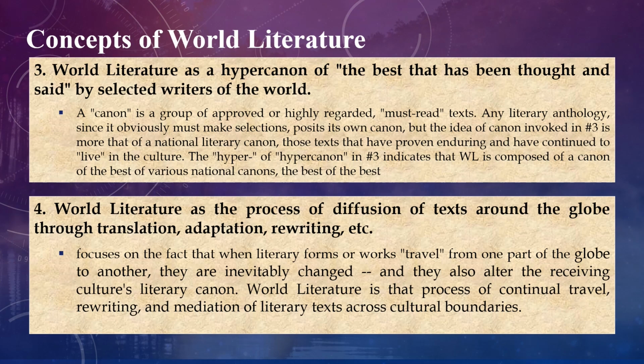Finally, number four, world literature as the process of diffusion of texts around the globe through translation, adaptation, rewriting, and so on. It focuses on the fact that when literary forms or works travel from one part of the globe to another, they are inevitably changed, and they also alter the receiving culture's literary canon. World literature is the process of continual travel, rewriting, and mediation of literary texts across cultural boundaries.